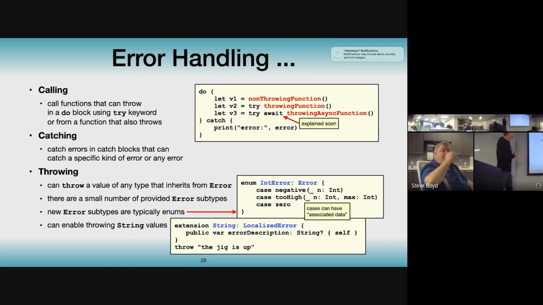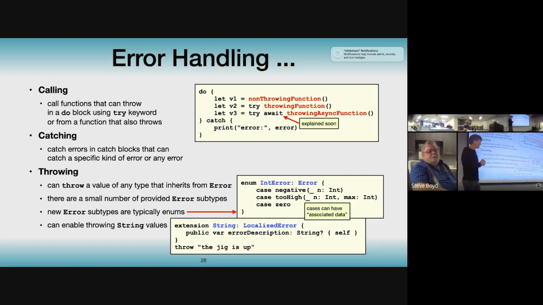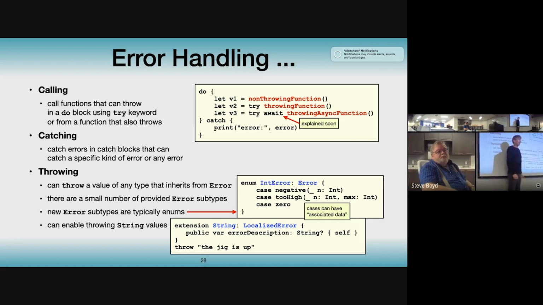If I want to throw something, there's just a small number of provided error types. Often you're going to define your own, and usually they're enums like this, an enum that conforms to the error protocol, and then I can define a bunch of cases. The cases can have data associated with them, so I'm not just saying that this kind of error happened, but there's data that goes along with it. And if I want to be really lazy, I can just add an extension to the string type and say, I could throw any string. If I just write this little bit of code, then I can do this sort of thing and throw a string.